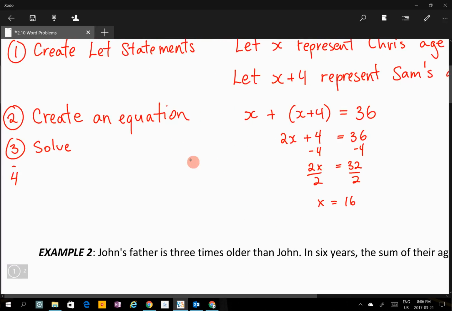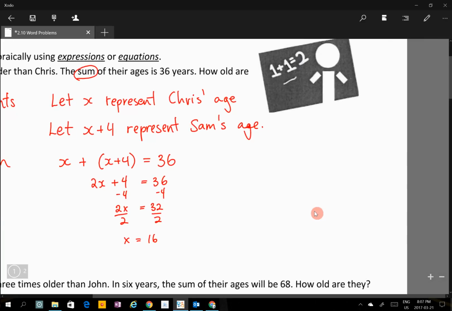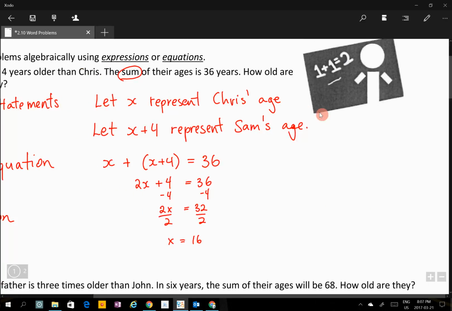Step 4 is to answer the question. So what does the question ask? Well, the question asks, how old are Sam and Chris? Okay, so x is equal to 16. And we already said that x represents Chris's age. So in my concluding statement, I'm going to say, therefore, Chris is 16. And we also need to express Sam's age. So it will be x plus 4. So Sam is 20. 16 plus 4 is 20. And there's your answer.